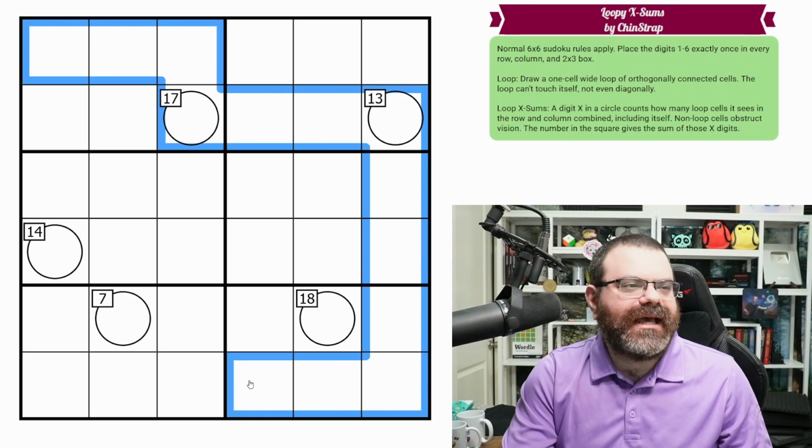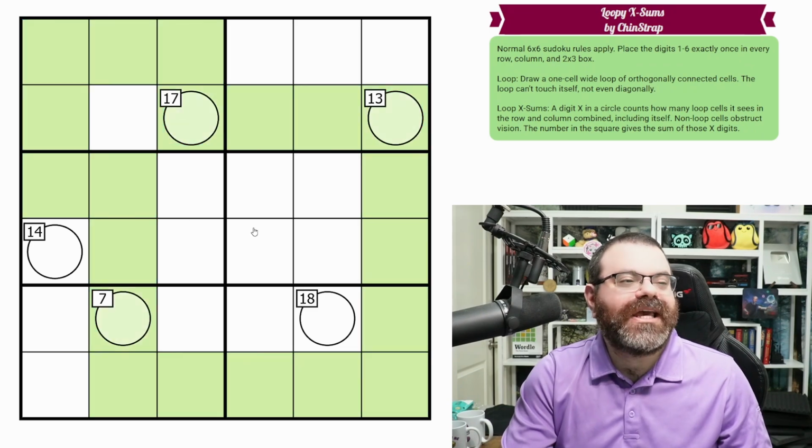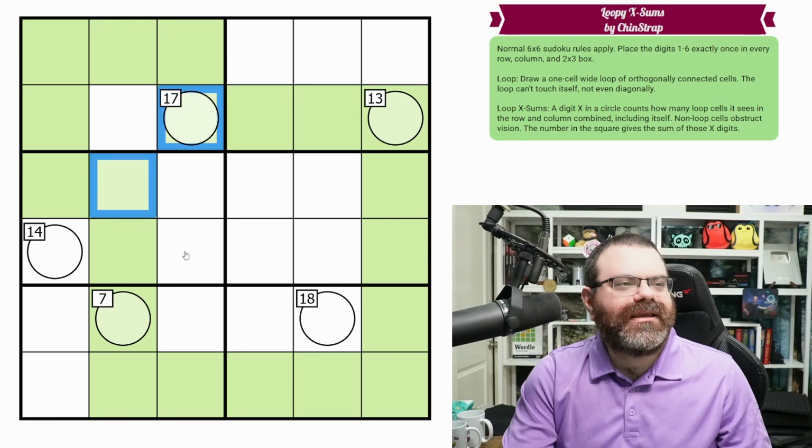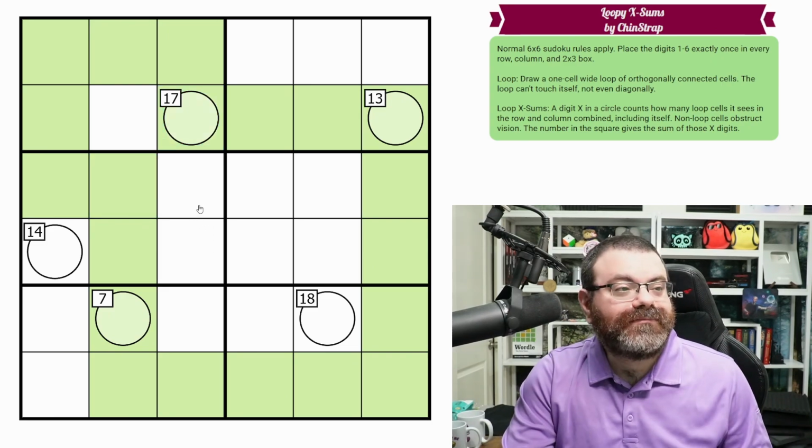Touching ourselves diagonally might look something like this, where it seems like a perfectly valid loop. We haven't made any blobs, but right here, the loop is touching itself diagonally. And in this puzzle, that's not allowed.